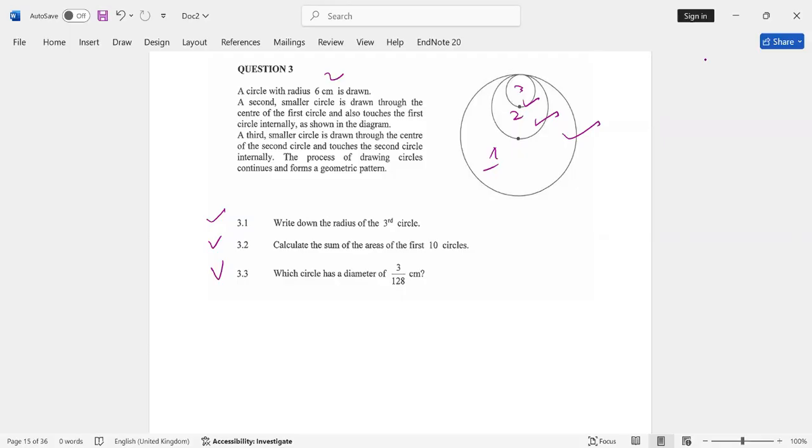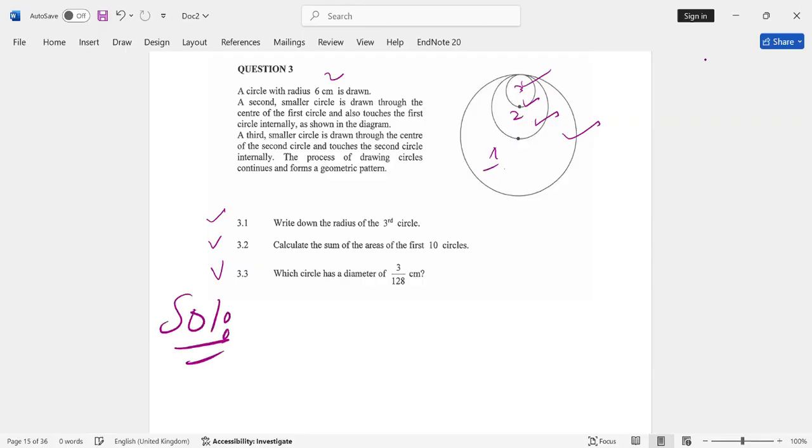The process of drawing circles continues and forms a geometric pattern. All right, we have 3 questions about question number 3. The first is 3.1. Write down the radius of the third circle. This is 1, this is 2, and this is third. We have to calculate the radius of this third. 3.2: Calculate the sum of the areas of the first 10 circles. And 3.3 is: which circle has a diameter of 3 by 120. So let's solve the questions.